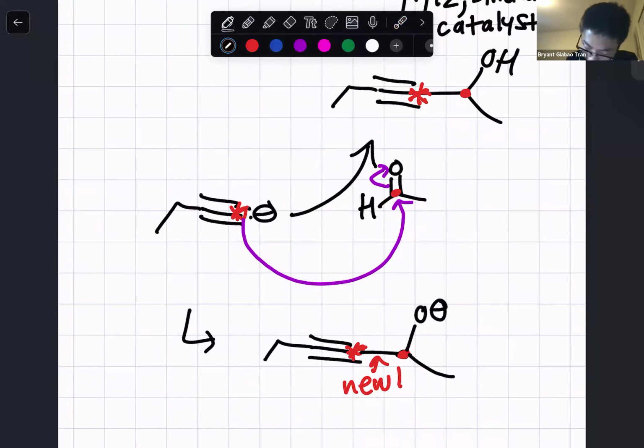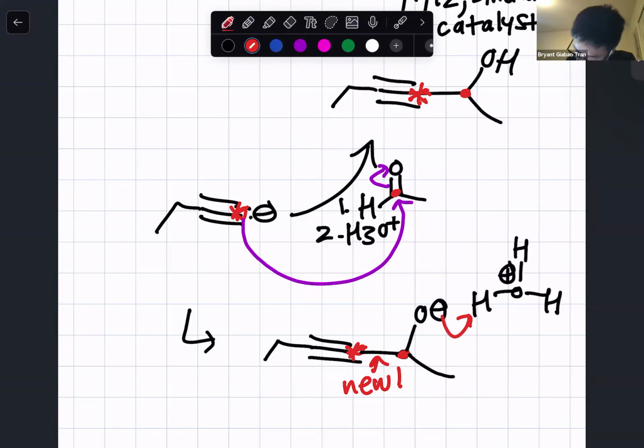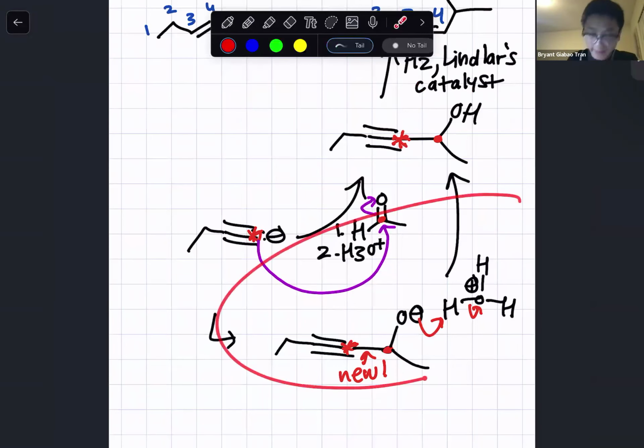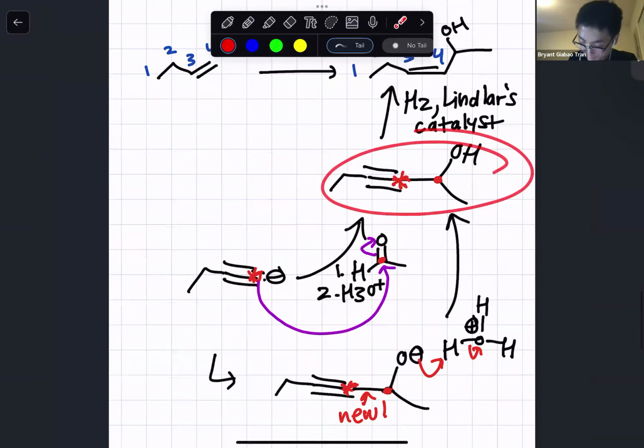So that's why we need a second step of acid workup. It could be any proton source like H3O plus, H2SO4, or water. In this case, I'm using H3O plus here to neutralize the O minus by protonating it using that acid, which will give us that right there. So this is just a side note on the mechanism of how to create this structure here, right?